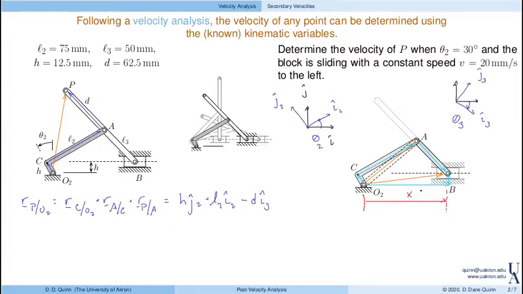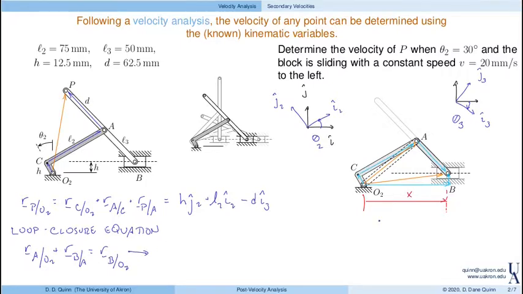of the slider. So that's going to be x in the horizontal direction. And of course, the vertical displacement is a constant h. So now, the loop closure equation can be written as the position of A with respect to O2 plus the position of B with respect to A is equal to the position of B with respect to O2.